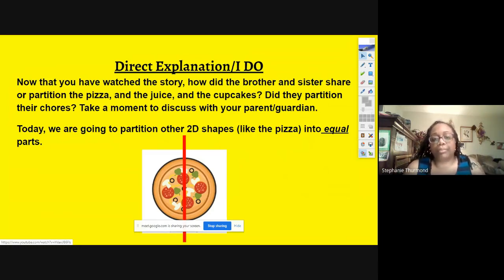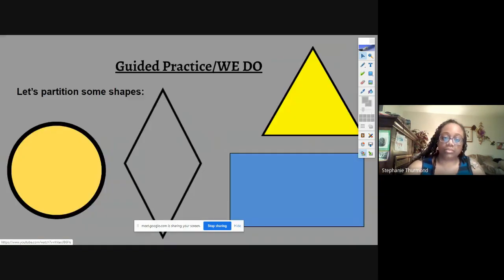But talk to your parent or guardian or whomever you're discussing this with right now. Talk to them about different ways that you could partition that pizza or the juice or the cupcakes. So let's talk about that now. Today we are going to partition other 2D shapes, just like the pizza. We're going to partition other 2D shapes into equal parts.